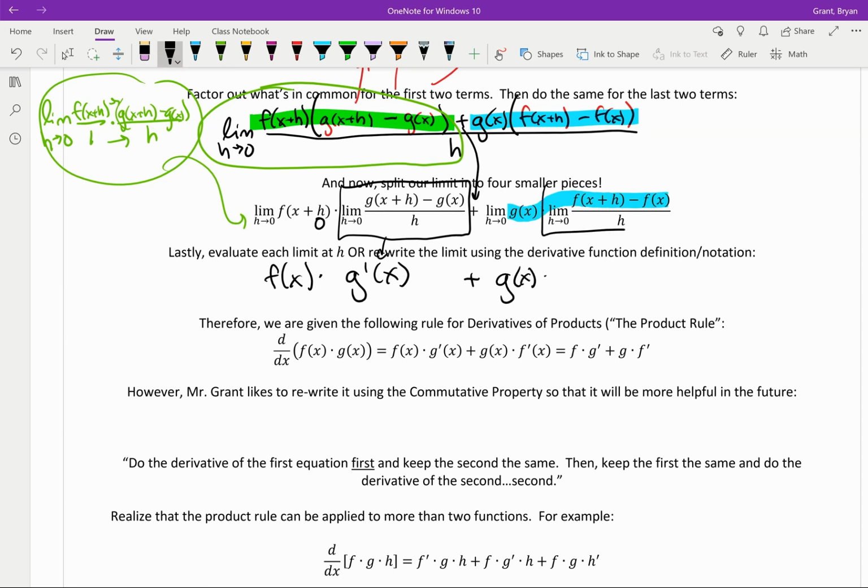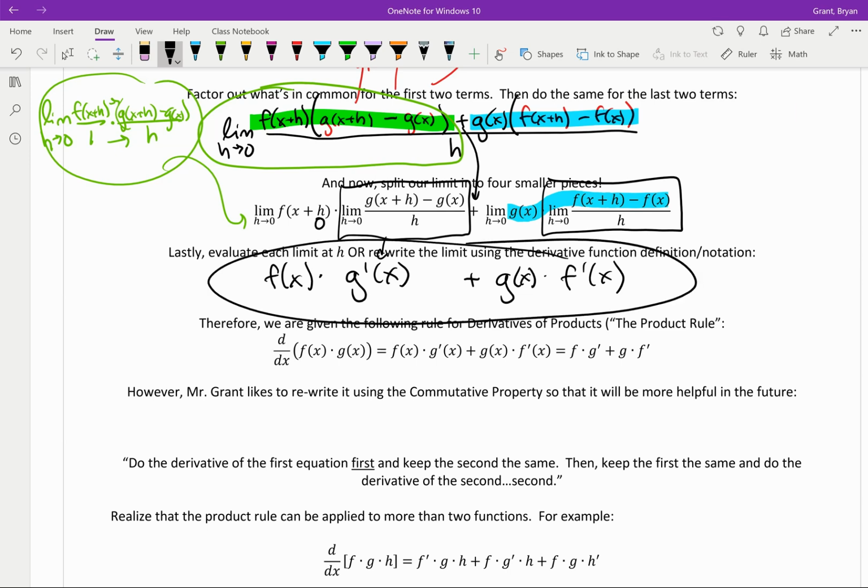And then this last part, let's take a look over here. Definition of the derivative again. This is f prime of x. And that's pretty nifty. We were able to go through and take these crazy limits and simplify it down to a pretty simple looking little expression. This is the product rule, sometimes known as the derivative of products.